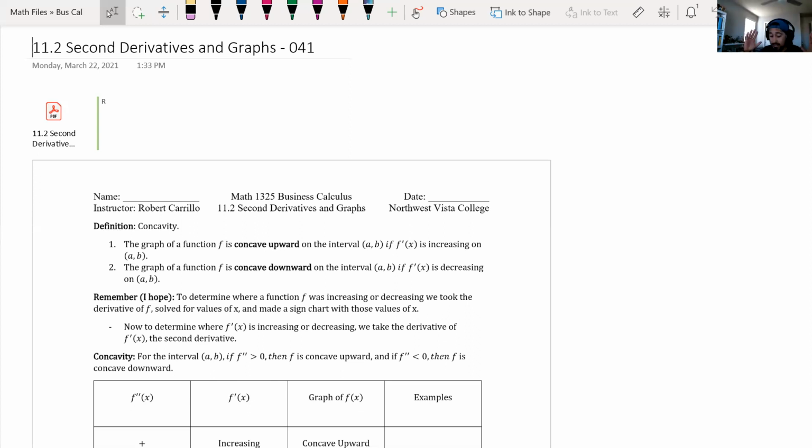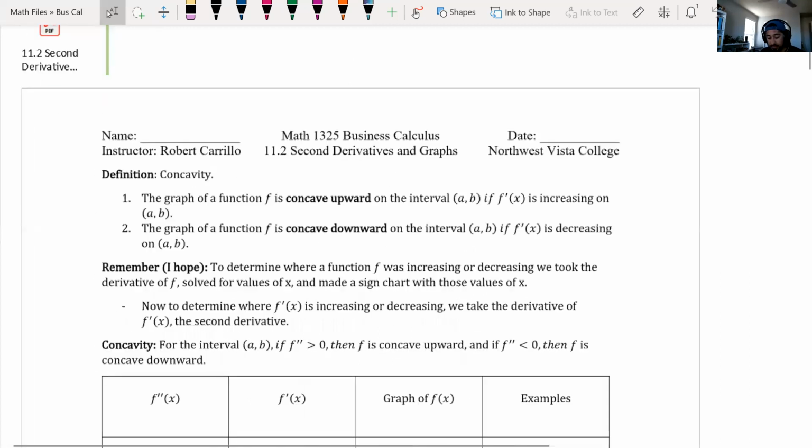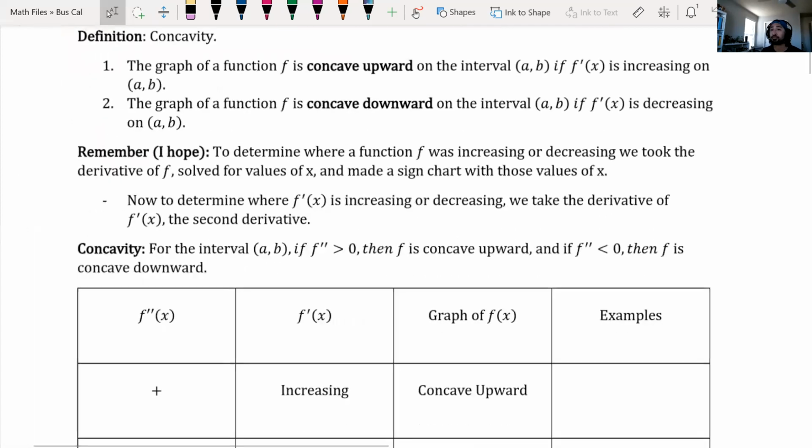So we're going to find the second derivative, set it equal to 0, solve for x, make a sign chart, and these new points will be called inflection points. And inflection points deal with concavity. So first derivative deals with max and mins. Second derivative deals with concavity. So first page is all about definitions. Let's get through that first.